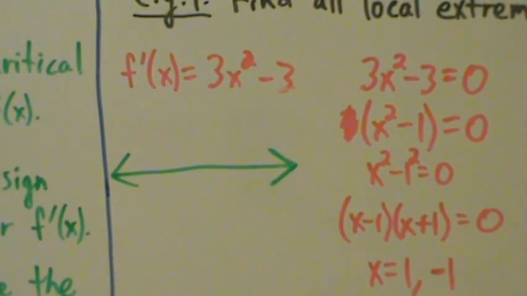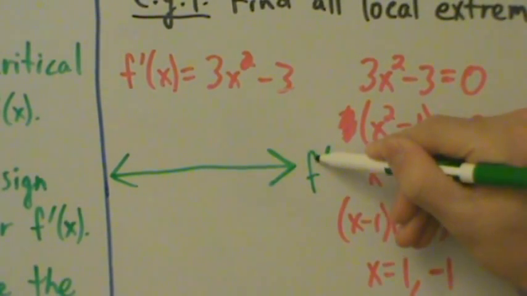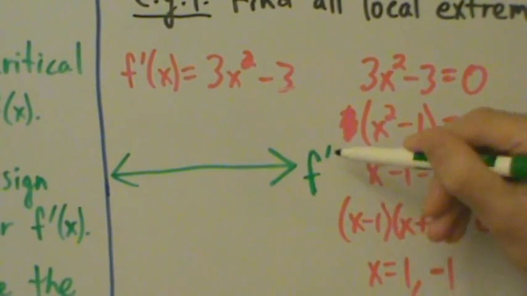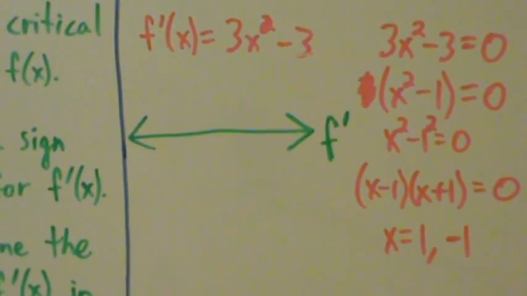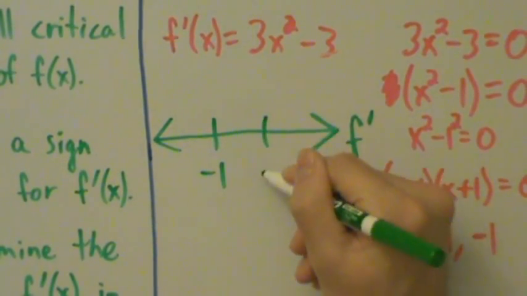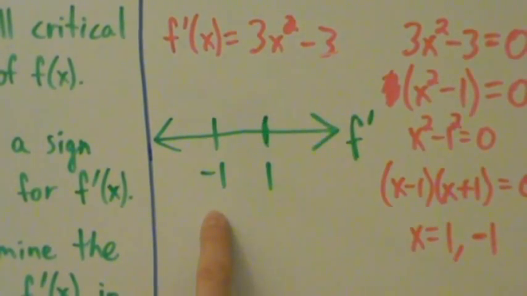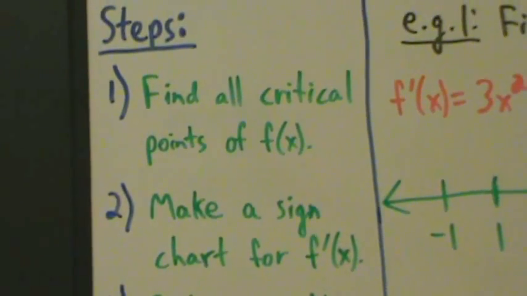And then every time you draw a sign chart, you always want to label it. Always, always, always label it. This is a sign chart for f prime, so we're going to label it f prime of x. Now, when you make a sign chart, put all of your critical points on there. The only critical points we have are 1 and -1. So -1 goes further to the left because it's smaller, and 1 goes over here because the numbers increase as you go to the right. So -1 and then 1. So that's it for step 2: make a sign chart for the derivative f prime of x.